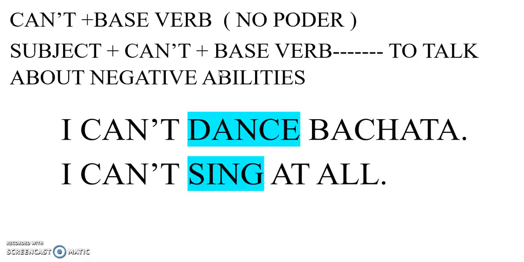Alright? Now, can't in negative. We are going to use can't, which is the contraction of cannot, plus base verb, which means no poder, all right, in Spanish, no poder. So we have the pattern, subject, can't, base verb, to talk about negative abilities, all right? For example, I can't dance bachata. I can't sing at all. Remember, after the modal verb can, you have to use the base form of the verb. For example, I can't dance bachata. I can't sing at all, right?